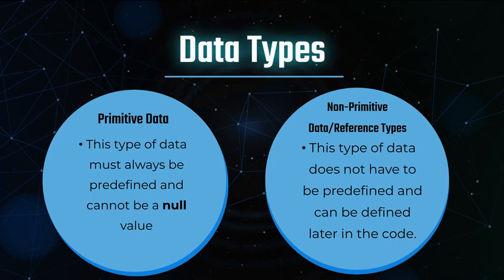A non-primitive data type, also known as a reference type, does not have to be defined at the start of the code and can be assigned the value of null. This is a major difference between the two, and later on you will also be able to see these various types and actions and see why we would have to have primitive data versus non-primitive data. But for now, just know that there are two different types.